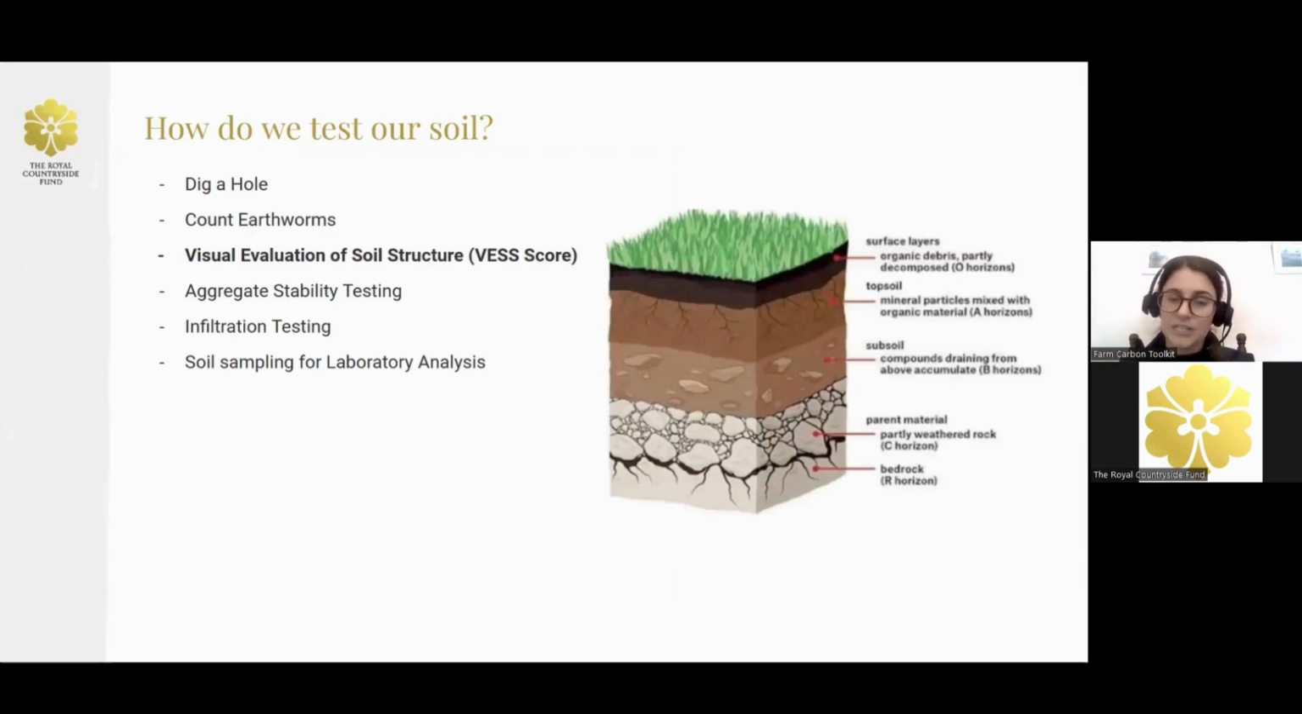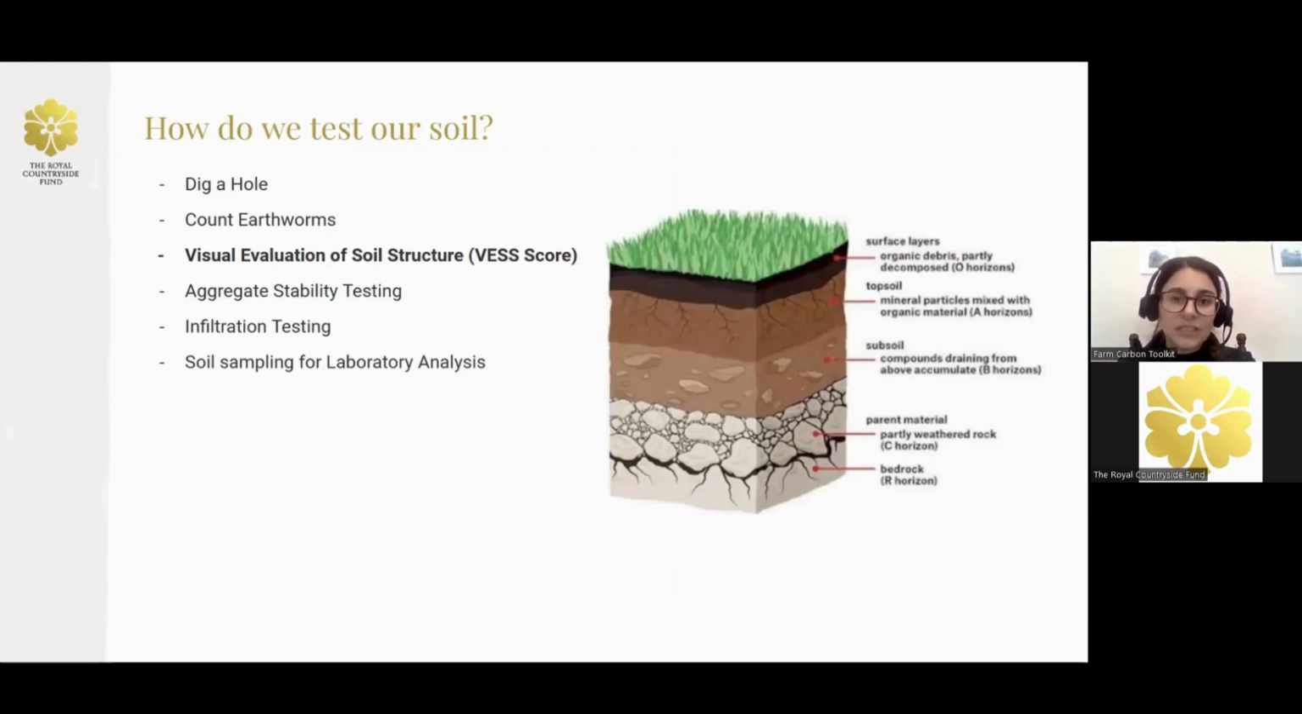So the third test we can do, which is also free like our first two, is to do a visual evaluation of soil structure, which is otherwise known as a VESS score. And what this score does is it allows us to take something that's quite abstract, so our soil inherently, and that structure of the soil specifically, and assign a score to it.